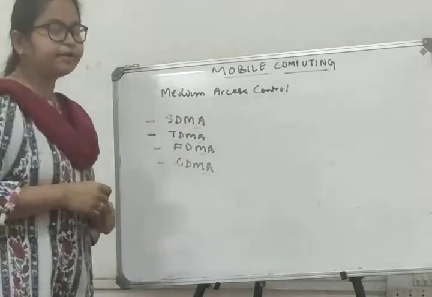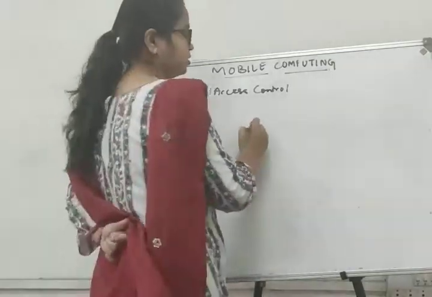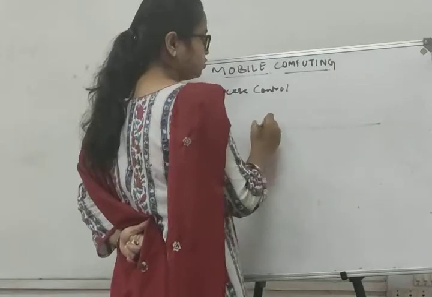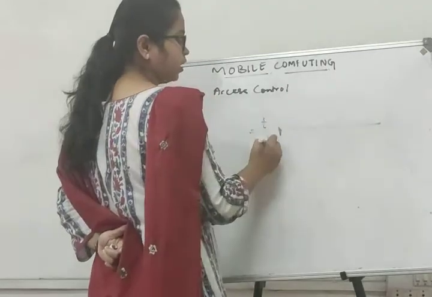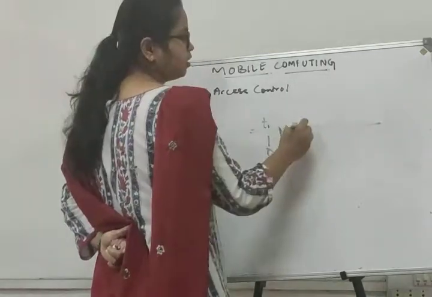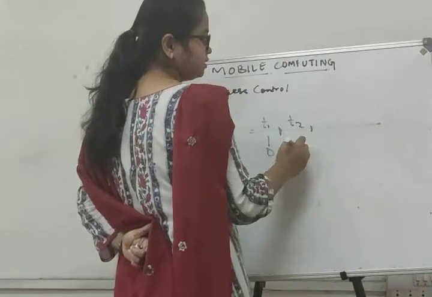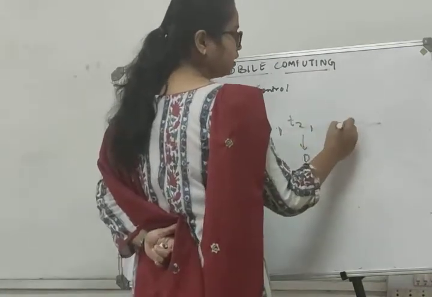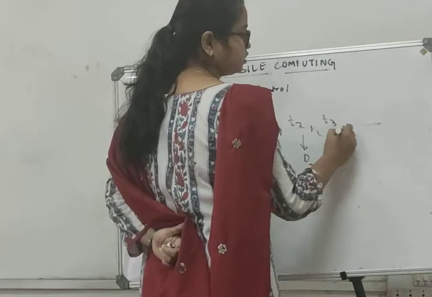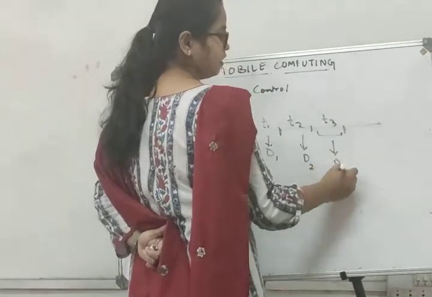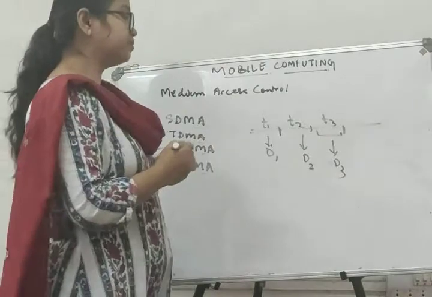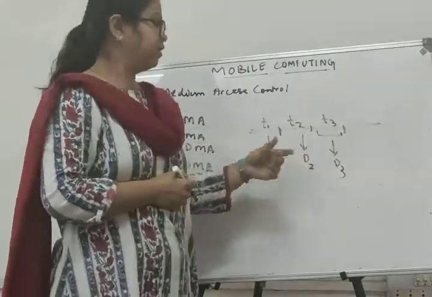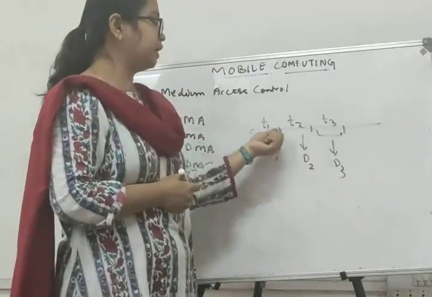What is TDMA? TDMA means time is divided. Suppose this is the time. So T1 is given to a device called D1. T2 is divided. Slot 2 is given to a device called D2. Slot 3, T3 is divided. This duration is given to a different device. So at these times only they can communicate.